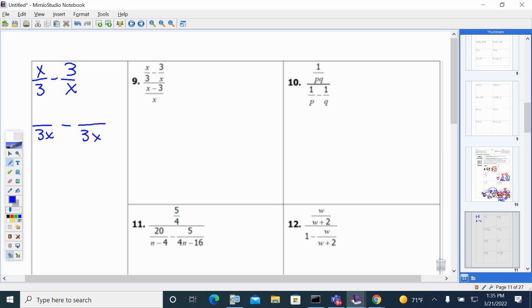The first fraction is going to multiply by x, and I have x squared. The second fraction is going to multiply by 3, and I have a 9. So I just changed those two fractions, and now I can subtract. It becomes x squared minus 9 over 3x. So that is my new numerator. So it looks like this.